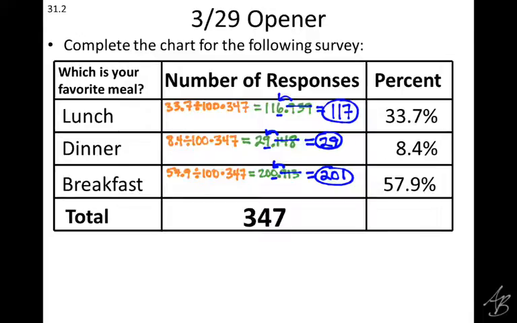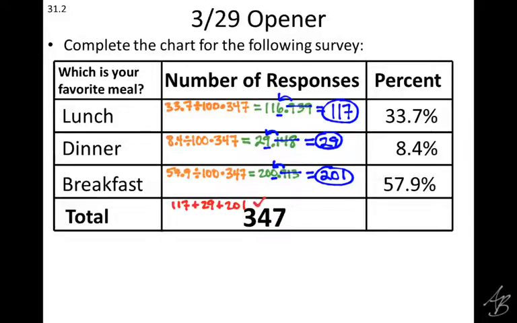All right, now a couple of things here. We need to wrap this up. One is make sure that these numbers make sense. And what can I do to make sure these numbers make sense in the context of this problem? Add them together and make sure that they add up to the total. All right, and if they don't, we'll try to figure out why they don't. But if we add these up here, 117 plus 29 plus 201, what do we get? We get 347? Cool. So that's a good check here.